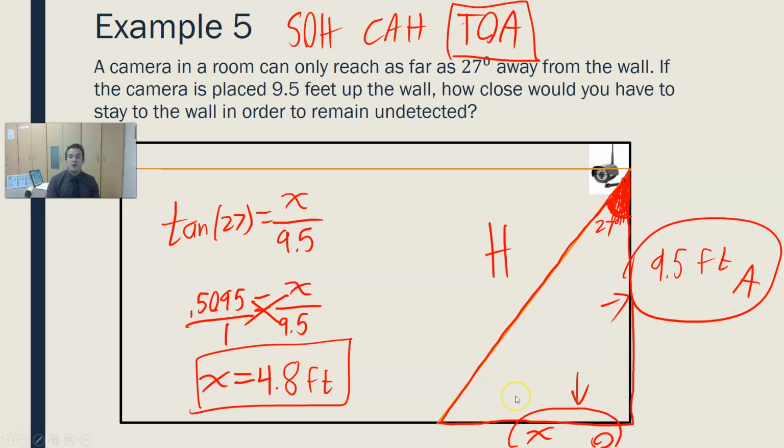So I have to stay pretty close. Me, Mr. Burrell, can't even lie down flat against the wall and remain undetected. I have to stay pretty close to the wall, within 4.8 feet, in order to remain undetected by the camera. Okay?